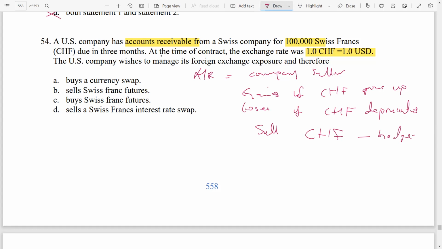So let's go to the multiple choice question and see. We see the option that sells Swiss franc futures, and I think that's the CHF. So that is the correct answer from my explanation here. We would choose that and move on, since we are confident we have explained things and we know B is the correct answer.